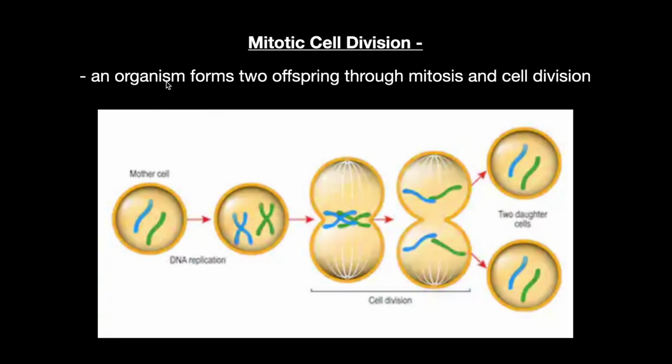Mitotic cell division is when an organism forms two offspring through mitosis and cell division. So this is mitosis, like a skin cell. Mitosis is for growth and repair. So when your skin is cut and your skin repairs itself, you're regrowing skin. That's happening by cells splitting and becoming two cells that are exactly like the original cell.